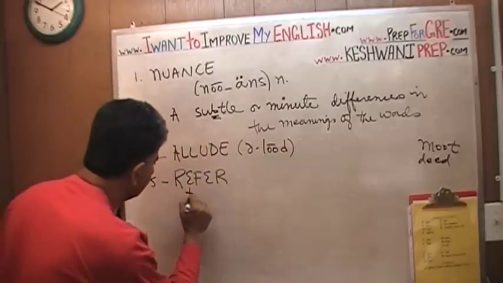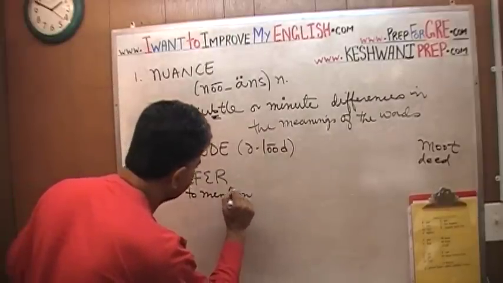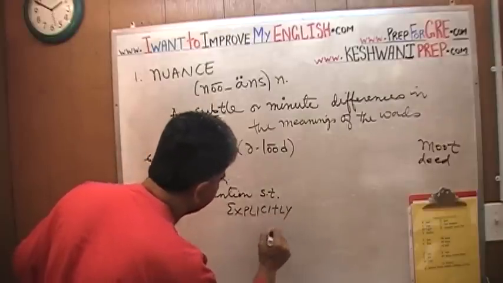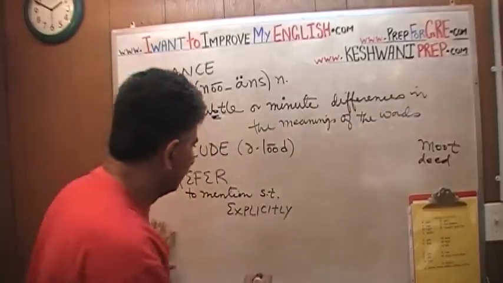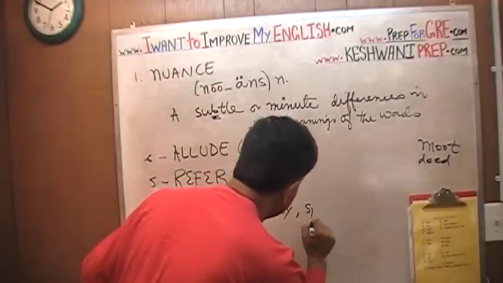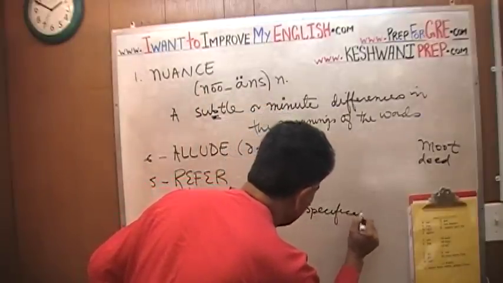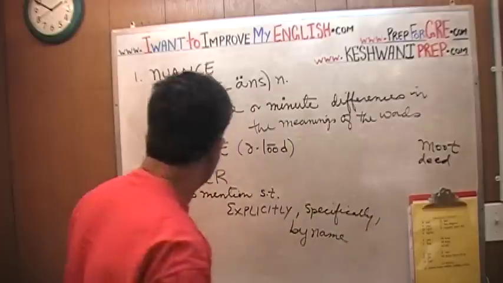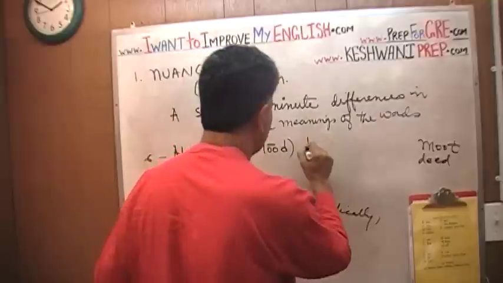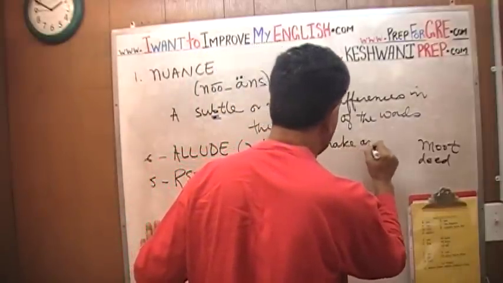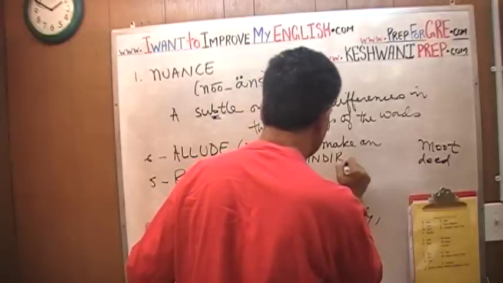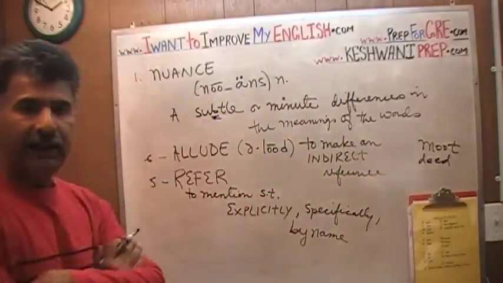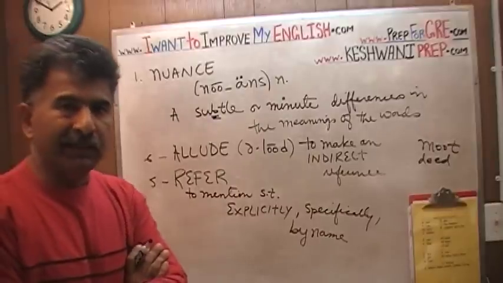Refer means to mention something explicitly. That means to mention something specifically, by name, that is. Allude means to make an indirect reference. It means to make an indirect reference without mentioning the name, implicitly.